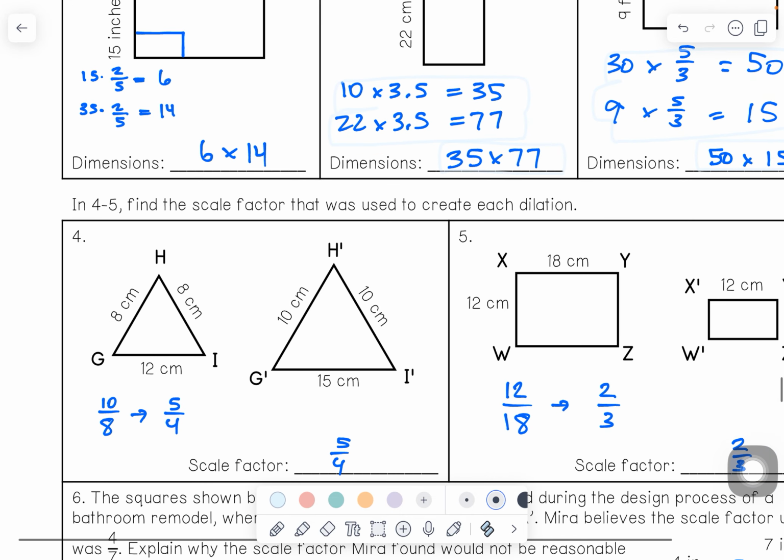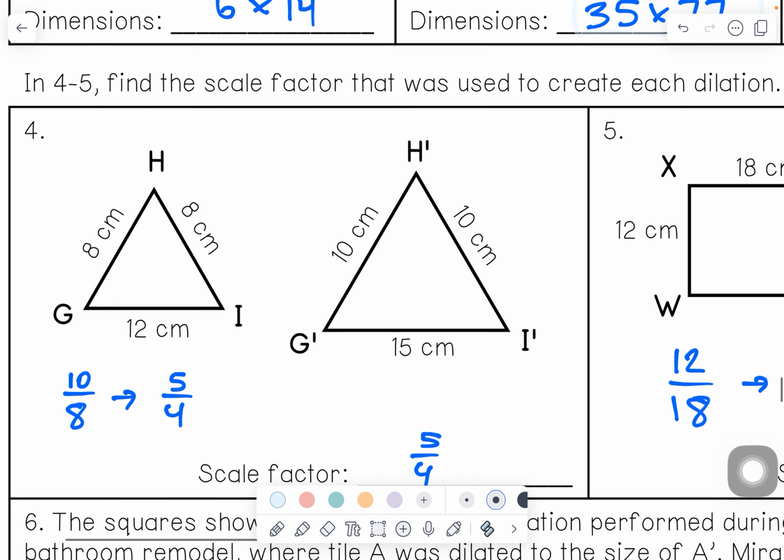All right, now on to these next few problems here. What I want to look at is that I'm trying to find the scale factor now. I have the original, the pre-image, GHI, and I'm trying to figure out what the image is. So remember, it's always the new over the original. The 10 is on top and the 8 is on the bottom. That reduces to 5/4. Does that hold true? Yes, 5/4 is 1.25, a number bigger than 1. It made my shape larger.